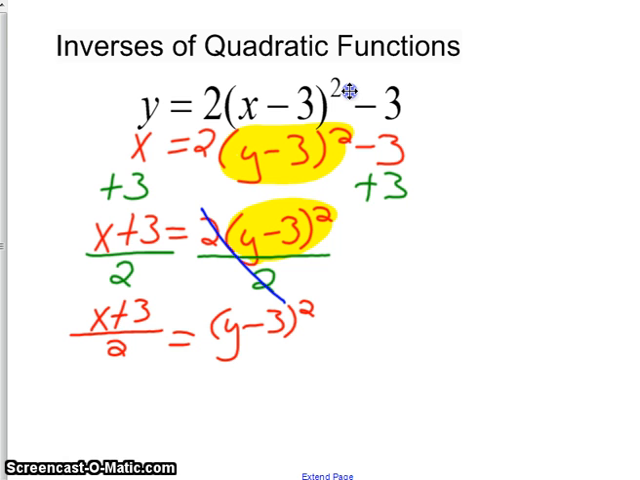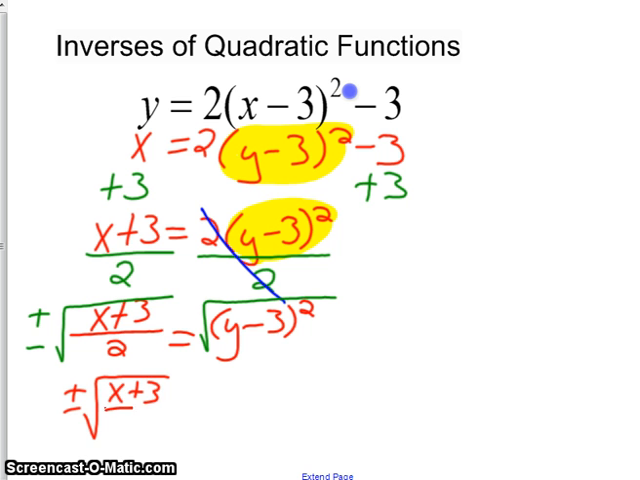Now that I've got this square by itself, I can undo the power of 2, which is the square root. So I am going to now take the square root of both sides. And when you do that, you might remember that you have to do plus and minus. All right, so I'm going to rewrite what's left. I've got plus and minus radical x plus 3 over 2. And on the right-hand side, the square root undoes the square. So I just have y minus 3.